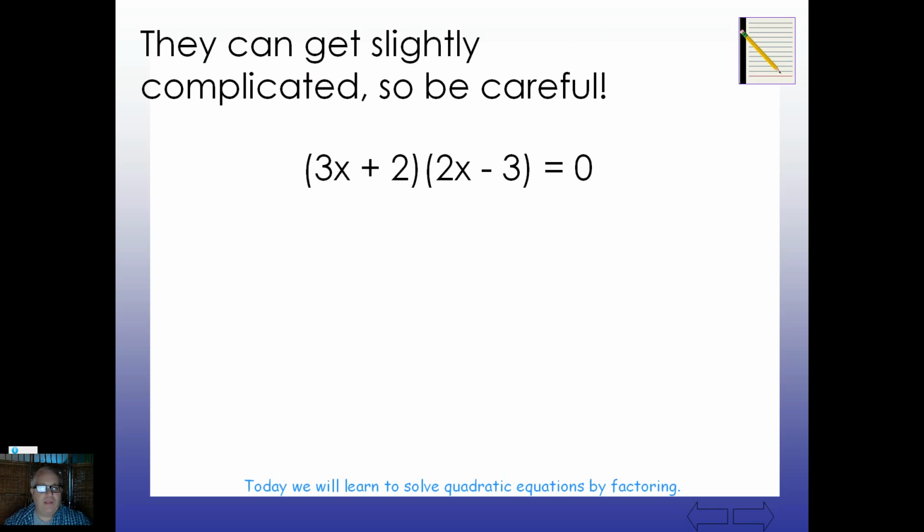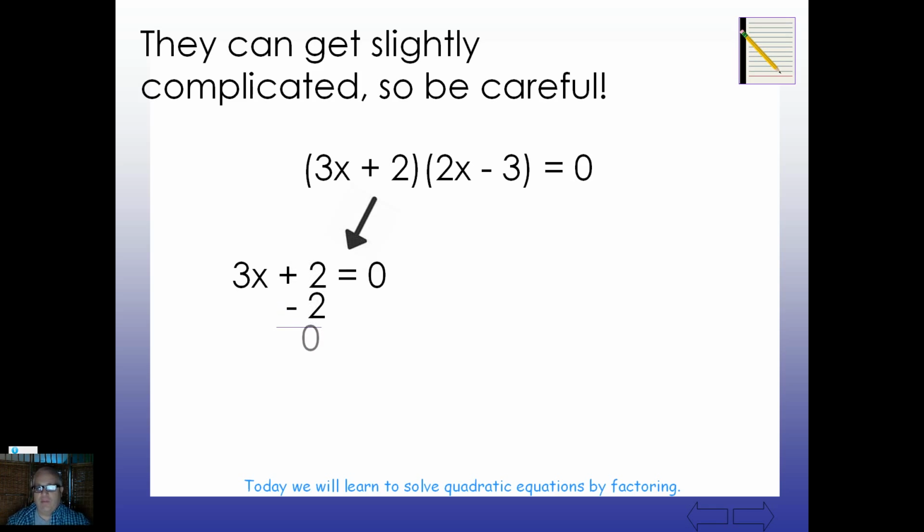Now this one gets a little messier here. This takes a little more getting used to, but 3x plus 2 times the quantity 2x minus 3 equals 0. Do the same thing. Break it into two different problems. Take 3x plus 2, set equal to 0. Now, what's our first step here? Our first step is to subtract 2, get it out of the way.